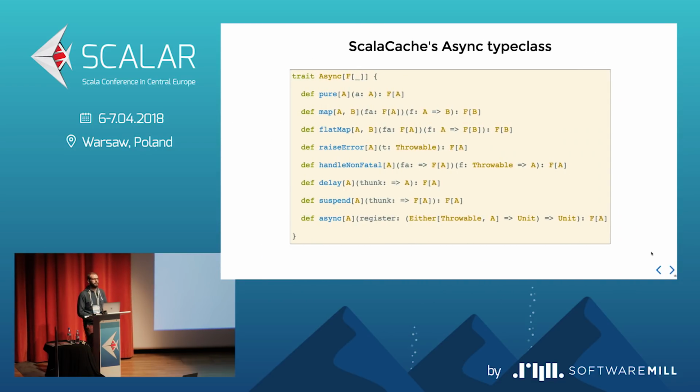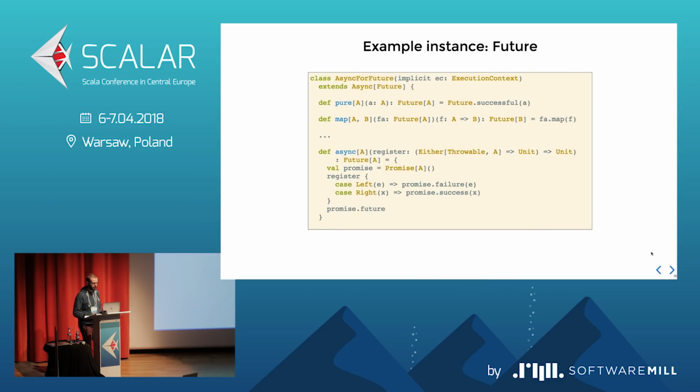Okay, so for ScalaCache, I ended up using this async type class here. It's very similar to the one that's in cats effect with some minor technical differences. And then I just implemented instances of this type class for a few different commonly used effect types. So here's one for the standard Scala future. We've got pure, map, and so on. And then the async one is doing this callback stuff that I talked about just now.